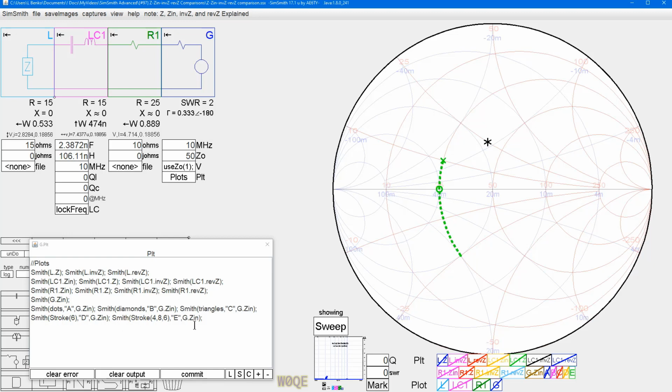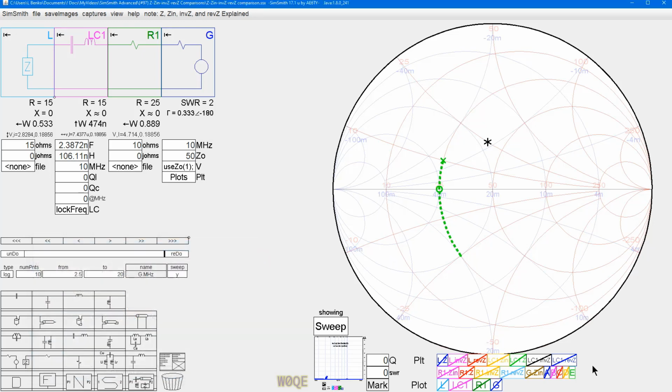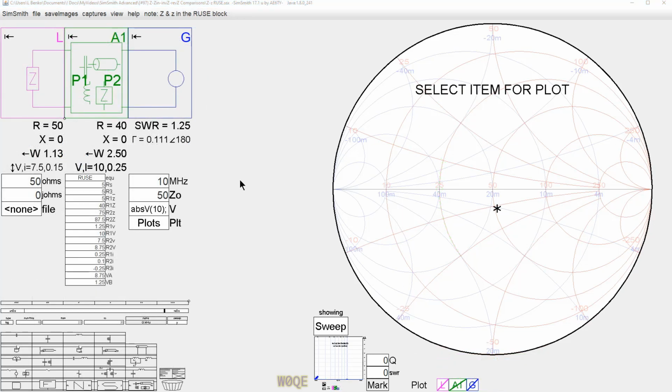I've discussed this in previous videos, but this is just a reminder that this all still applies no matter what you're plotting. Let's look at the Ruse block real quickly. Now we have a SimSmith circuit which consists of a generator with a 10-volt absolute voltage source. That's a 10-volt source with no output impedance, and that's to make the analysis of the Ruse block a little easier to do without a calculator. A Ruse block and a 50 ohm load.